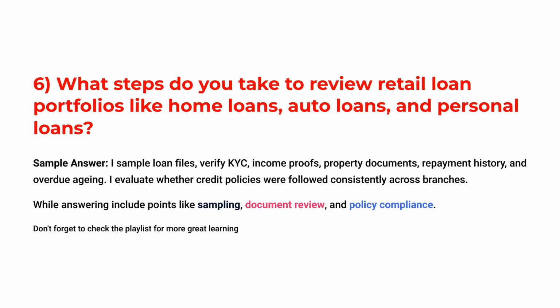What steps do you take to review retail loan portfolios like home loans, auto loans, and personal loans? Sample answer. I sample loan files, verify KYC, income proofs, property documents, repayment history, and overdue aging. I evaluate whether credit policies were followed consistently across branches. While answering, include points like sampling, document review, and policy compliance.